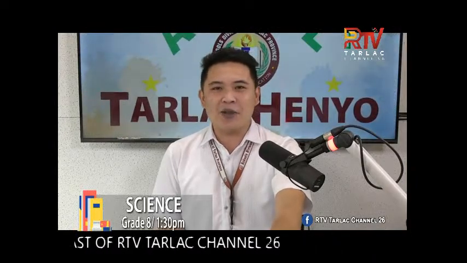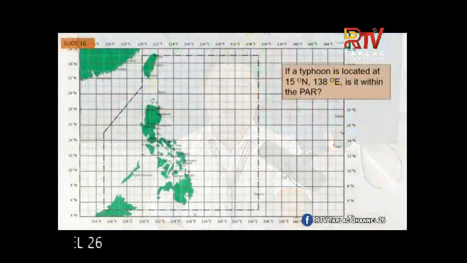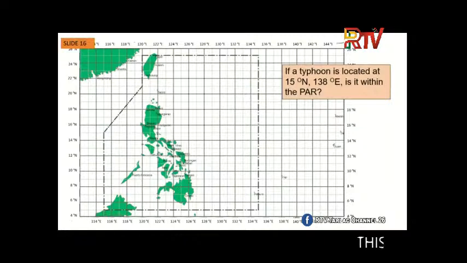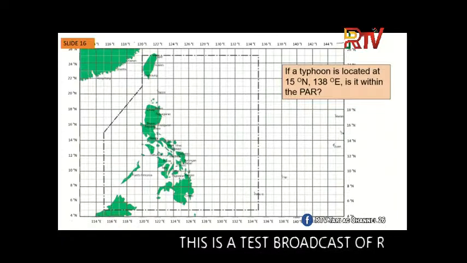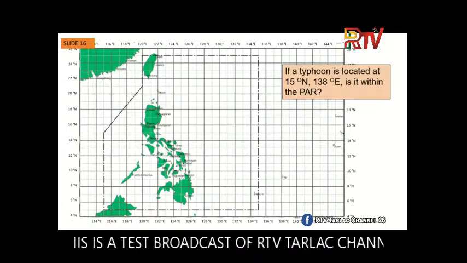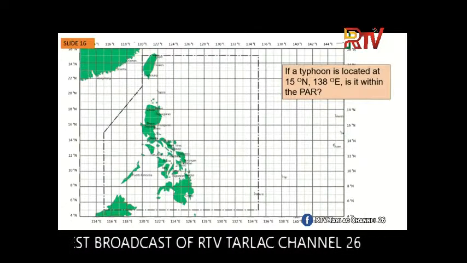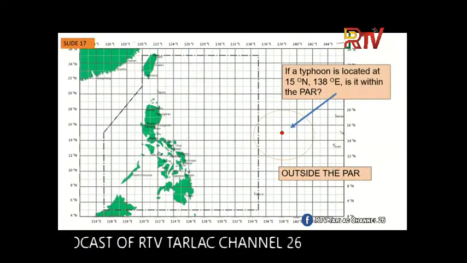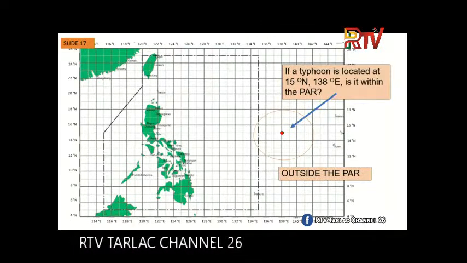Okay, let's start with question number 1. If a typhoon is located at 15 degrees north and 138 degrees east, is it within the PAR? There you have it. If your answer is no, you are correct.